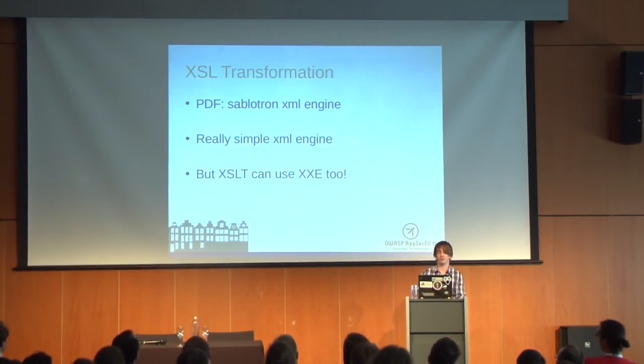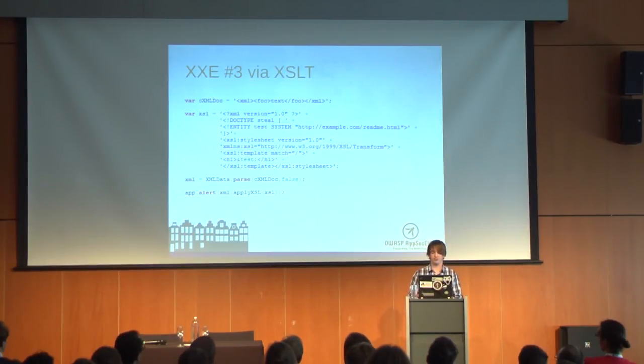Yeah, because I was asked, I put it in the slides. PDF uses the Sablotron XML engine, if anyone knows it. It seems like a really simple XML language engine. And the interesting part here is actually XSLT can use external entity again, like in XML2. So you just specify a really simple XML, then you parse it, and then you just define, transform it how you want.